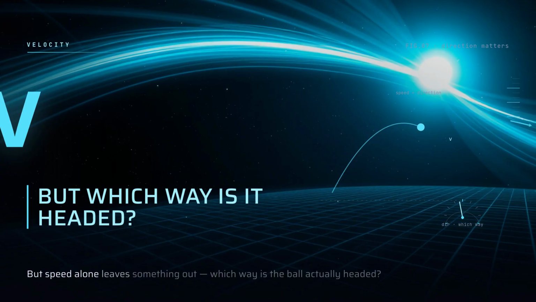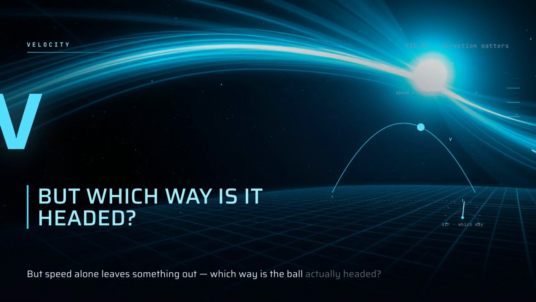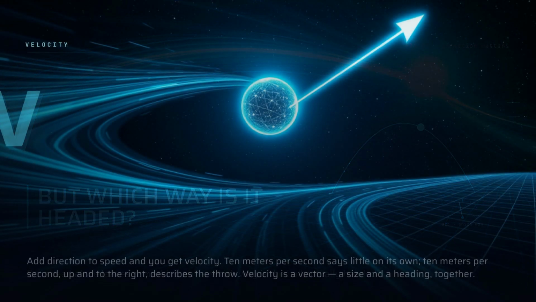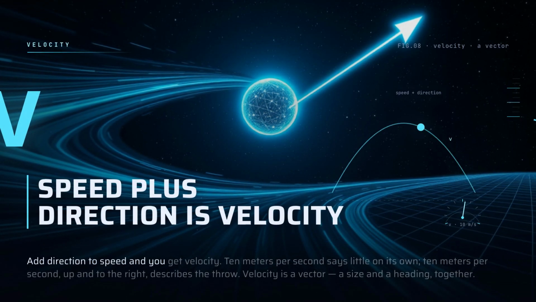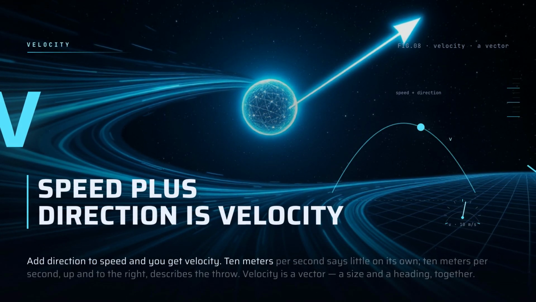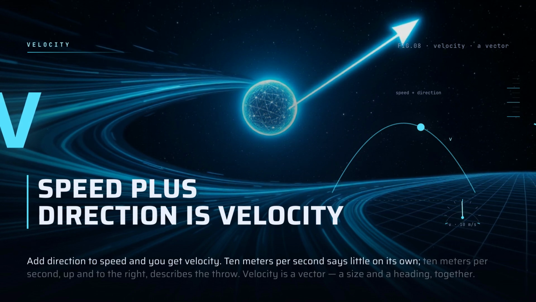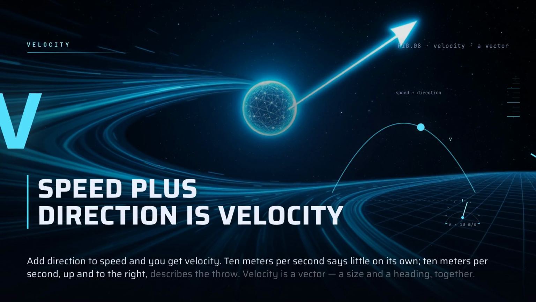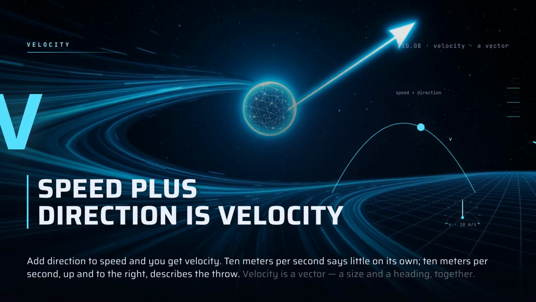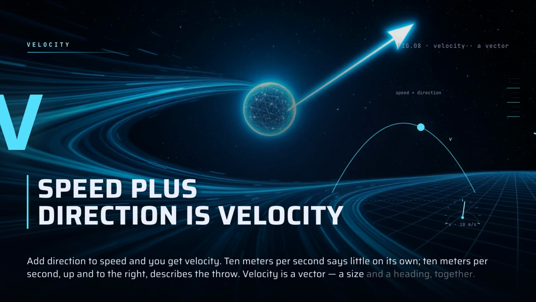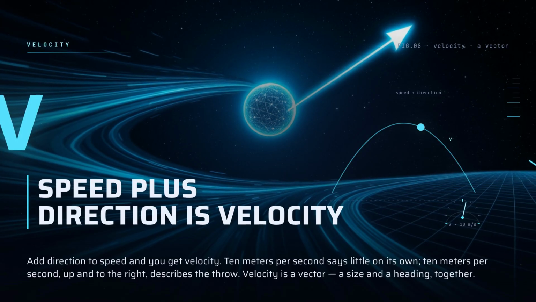But speed alone leaves something out. Which way is the ball actually headed? Add direction to speed and you get velocity. 10 meters per second says little on its own. 10 meters per second up and to the right describes the throw. Velocity is a vector, a size and a heading together.